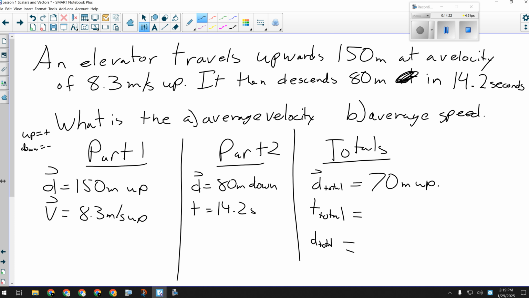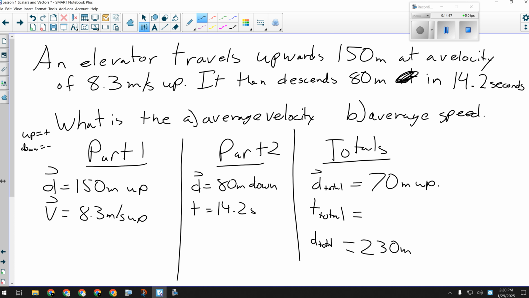What's my total distance? Does distance care whether it went up or down? Distance is just how far the elevator went, right? 230 meters. I just add those, right? 80 plus 150 is 230 meters. No vector on that. That's just how far the elevator went.